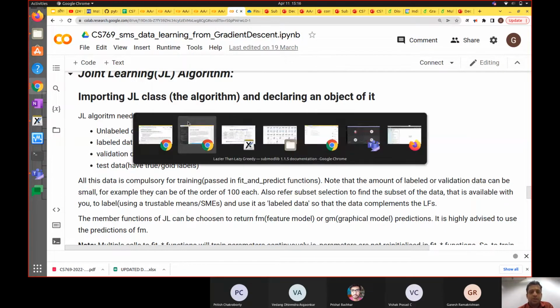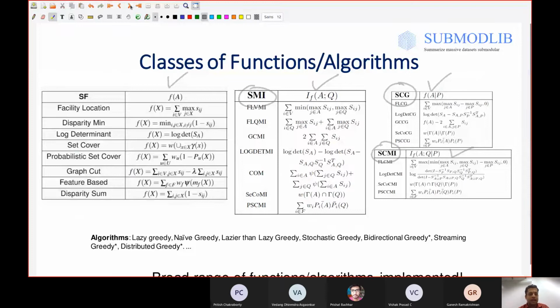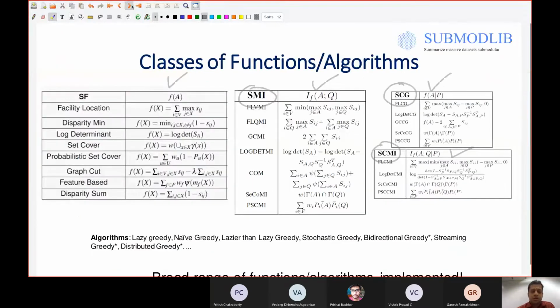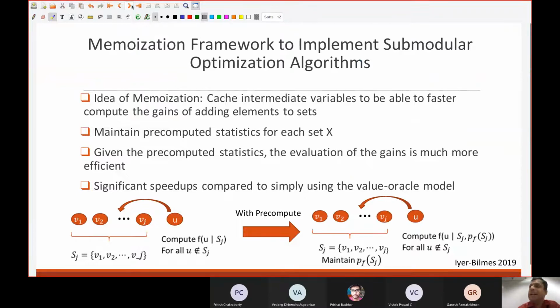Okay, so now let's go back to the slides. As I said, conditional gain, mutual information, and combinations of these two are also there. Now, one more additional aspect of engineering, which is very important in this library. It's all, by the way, in C++. But in addition, it also has something called memoization. As you keep adding elements for each class of functions, can you reuse some of the computations from the previous iteration, right? So cache intermediate variables to be able to faster compute the gains of adding elements to the set.